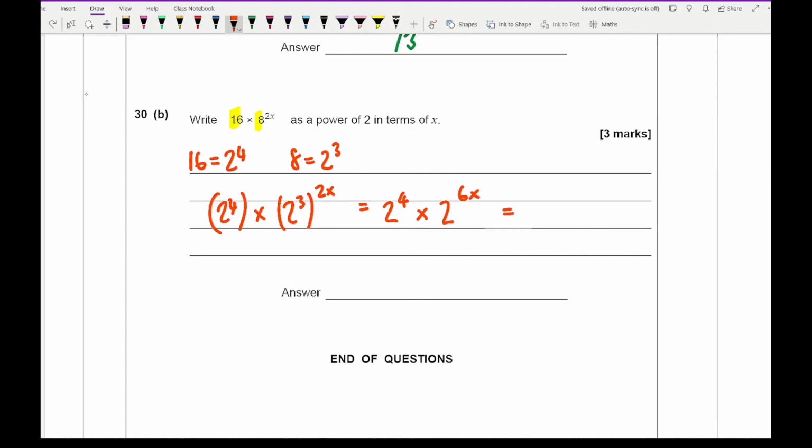And then what do we do to the powers when we multiply them? Well, we add them. So the answer then is 2 to the power of 4 plus 6x, or 2 to the power of 6x plus 4, whichever floats your boat. And there is the final answer at the end of this paper.